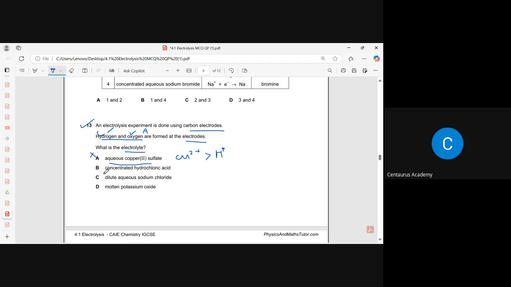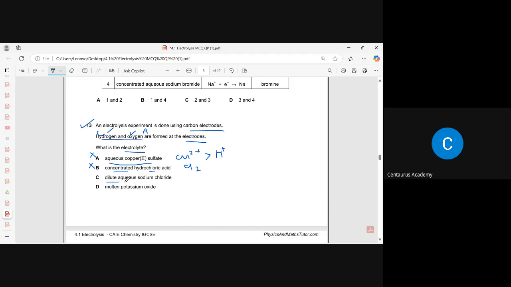If you look into the next one, it says concentrated hydrochloric acid. Whenever you have a concentrated halide, where you have chloride ions present within the electrolyte, chlorine gas will be deposited onto the anode. Here the statement says that we want oxygen gas to be produced at the anode. This means that option B is also to be eliminated.